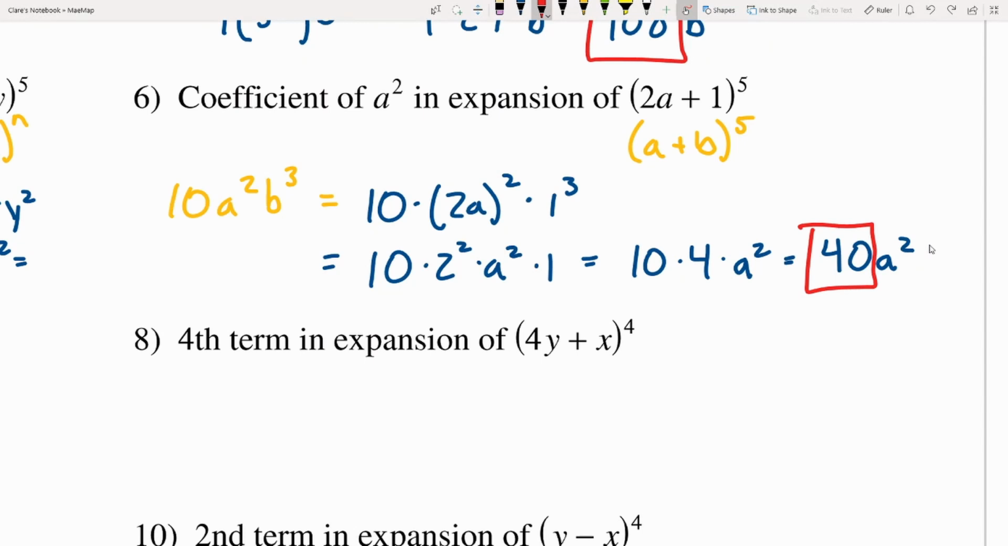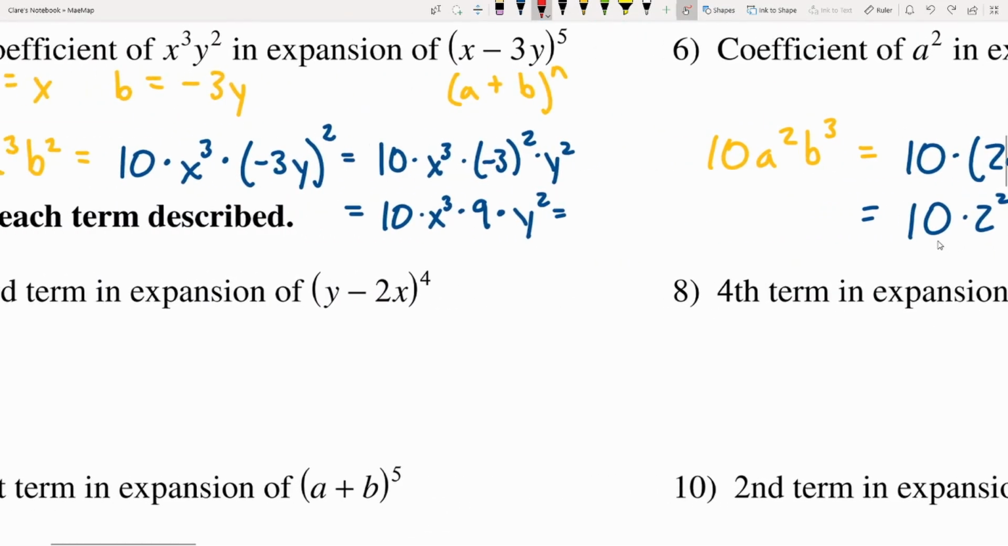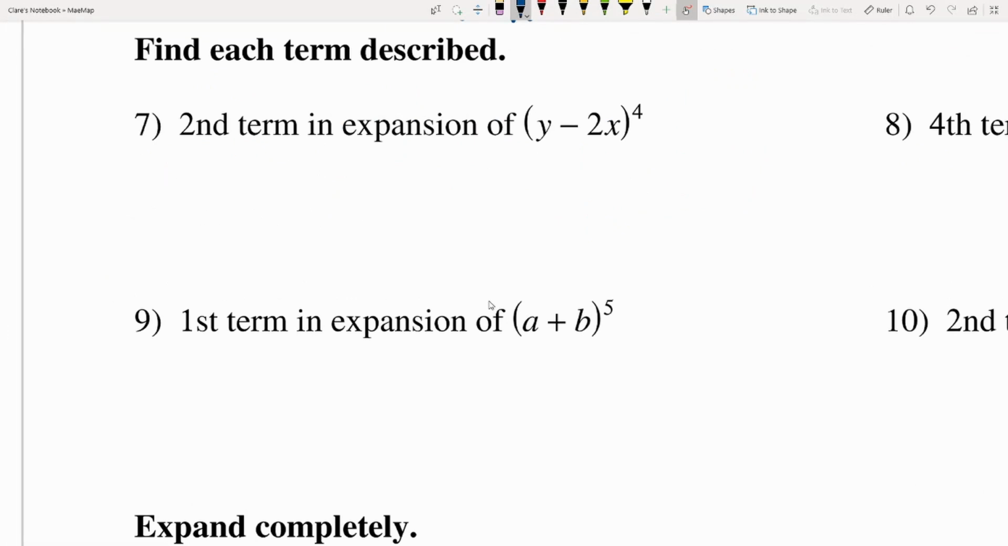Let's move on to our next set of directions. And these directions will apply for numbers 7 through 10. We're going to be finding each term described. So no longer the coefficient, we want that entire term. So we're looking for the second term in the expansion of y minus 2x to the fourth.